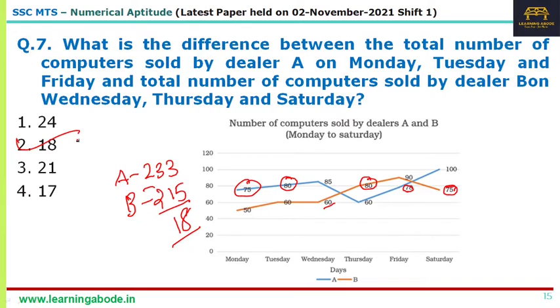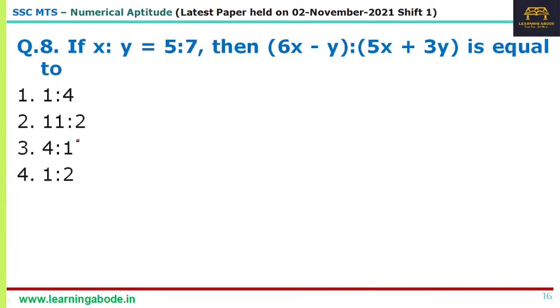It's a very simple question. It's a simple subtraction question, only it's a data interpretation question. Now question number 8, it's a ratio question. If x is to y equal to 5 is to 7, so what is the value of 6x minus y by 5x plus 3y?